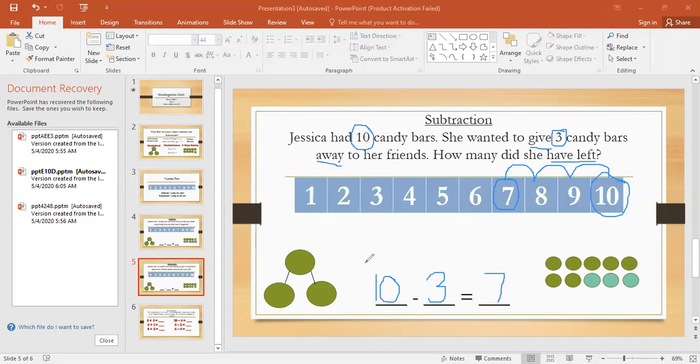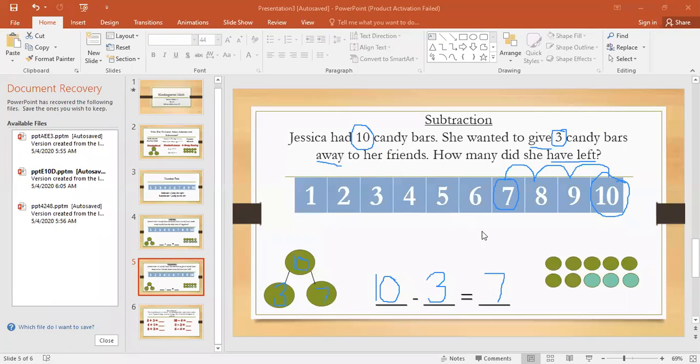Okay, great job, guys. So I know what number will always go in my circle that's all by itself. 10. Why will my 10 go in the circle all by itself? Because 10 is my total altogether, the largest number. All right, 10 can be broken up into my 2 parts, which are 3 and 7. So I know 10 is broken up into 3 and 7.